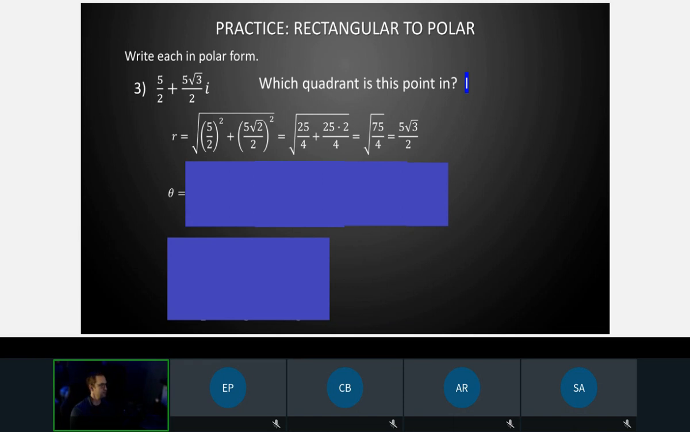All right. Angle. So you put your inverse tan of your B over your A value, and you hit enter, and what do we get?